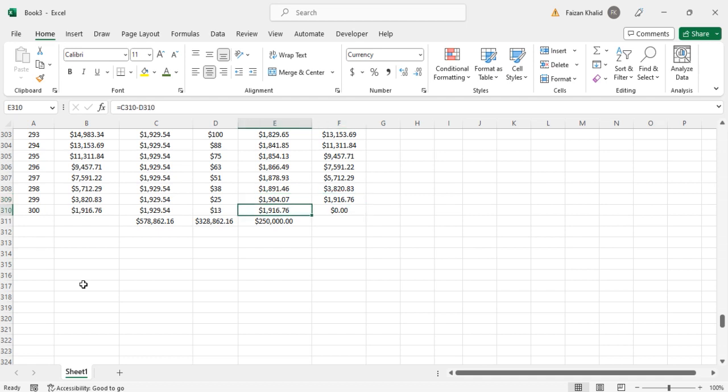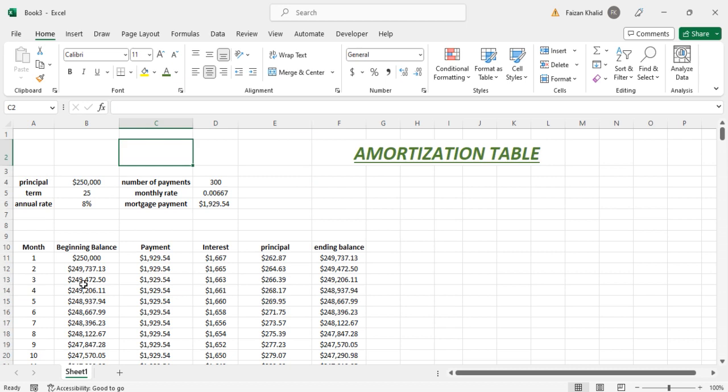The balance is 0. You can play with it, you can change it. You can change the principal amount to 2 lakh. You can change the term to, say, 35. You can change the annual rate to 5. It's up to you, right? So you can play with it.